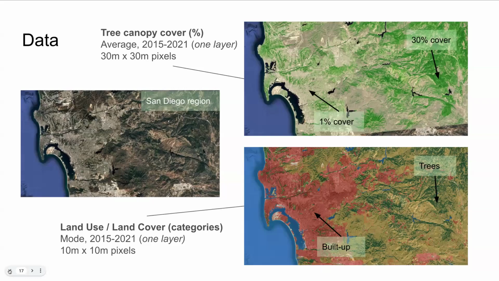And this, again, it's a single layer. It's the most frequent realization of a classification over this same 2015 to 2021 period, and it comes from a different satellite that's 10 meters by 10 meters, so smaller. And we use both of these data sets in our research, primarily for the purposes of this application that we're going to talk about, just to identify different areas.